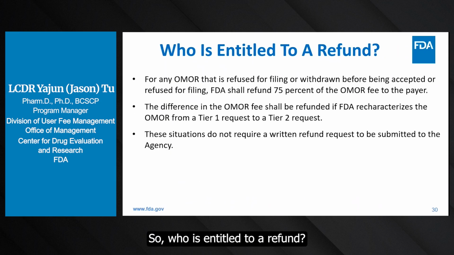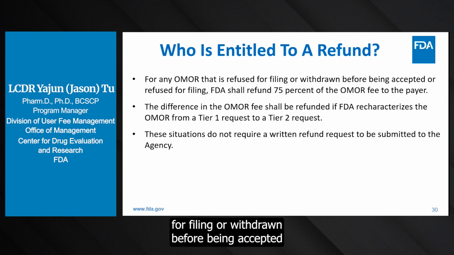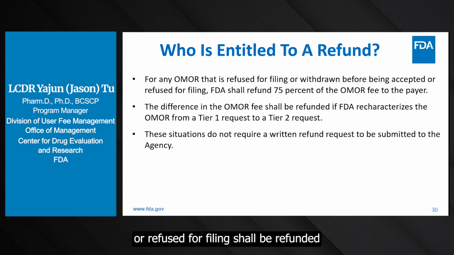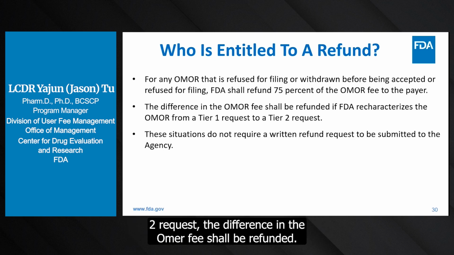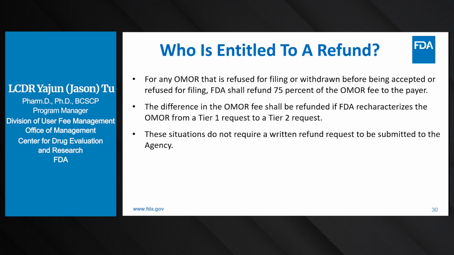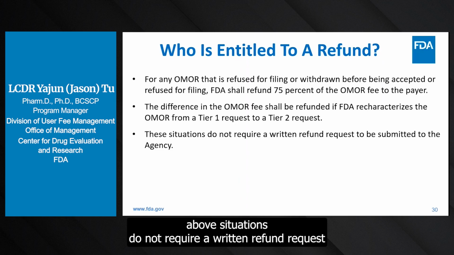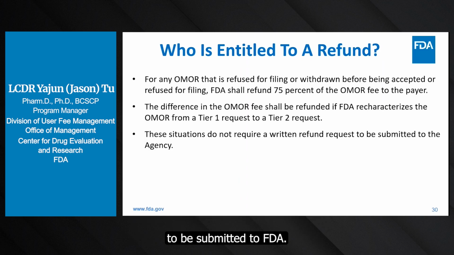So who is entitled to a refund? Any OMOR that is refused for filing or withdrawn before being accepted or refused for filing shall be refunded 75% of the OMOR fee. If FDA recharacterizes the OMOR from a Tier 1 request to a Tier 2 request, the difference in the OMOR fee shall be refunded. Please note that the above situations do not require a written refund request to be submitted to FDA.